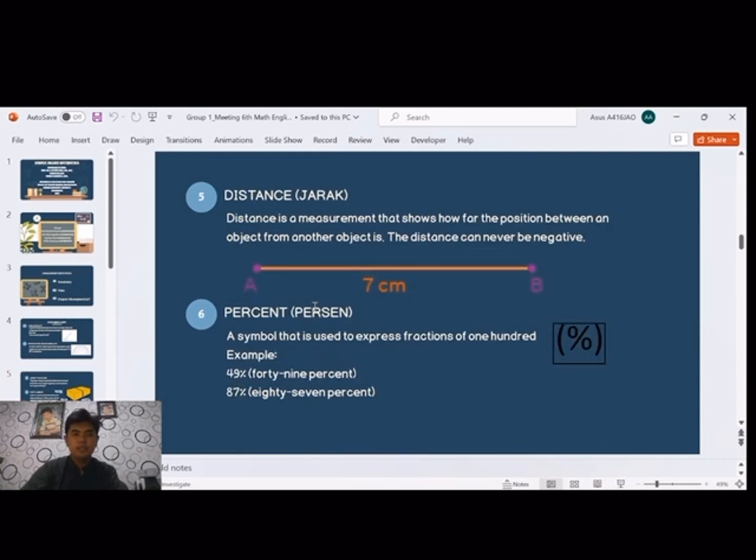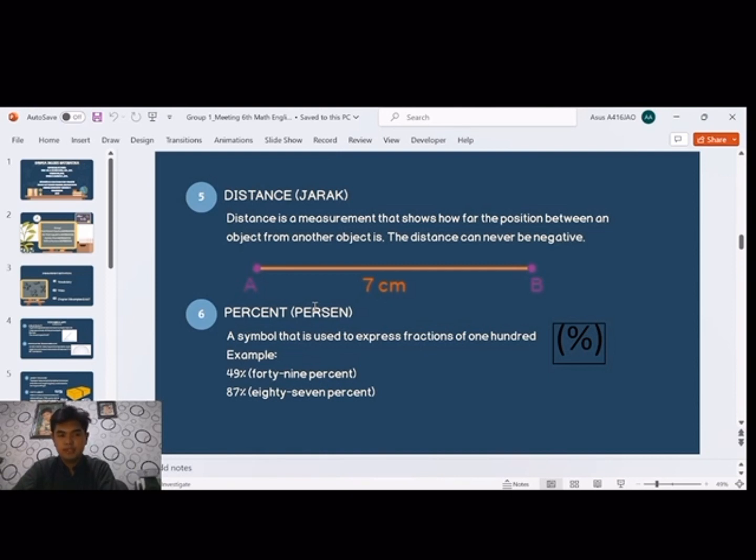Next is distance, or jarak in Indonesian. Distance is a measurement that shows how far the position of an object is from another object. The distance can never be negative.